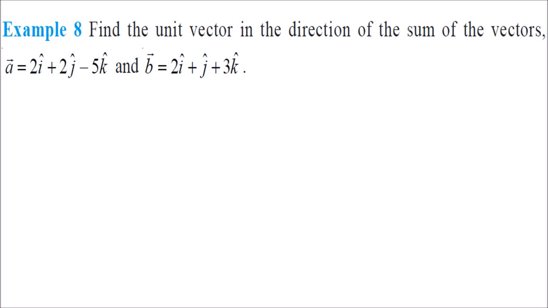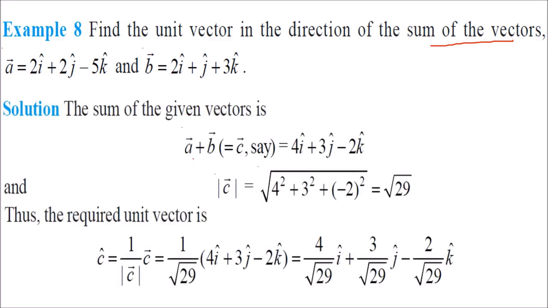Find the unit vector in the direction of the sum of the vectors. So let us first find out this sum. Corresponding i coefficients can be added; i and j cannot be added, k and j cannot be added, only the i components can be added with i components. So 2 plus 2, 2 plus 1 and minus 5 plus 3. So this is A plus B.